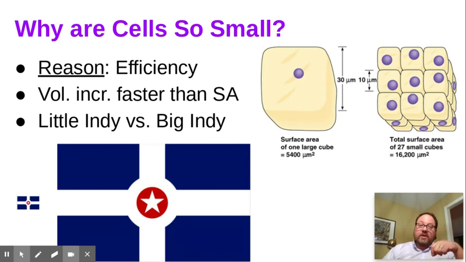So surface area to volume ratio really matters because if you get too big, it just takes too long to get rid of waste and bring in raw materials. Small cells are where it's at.